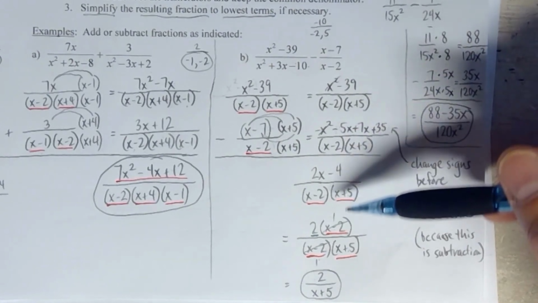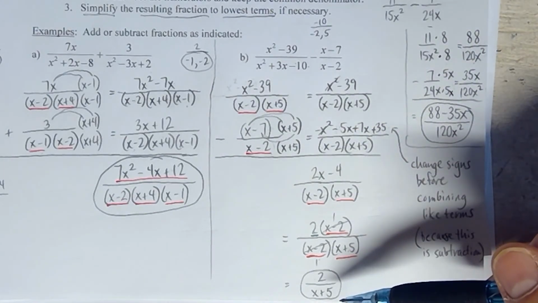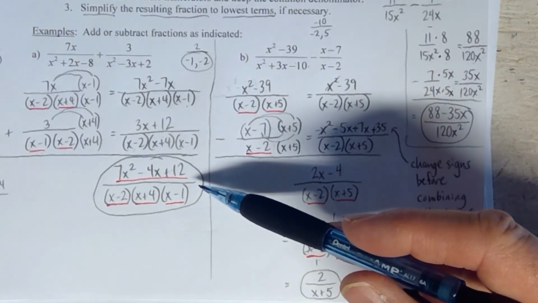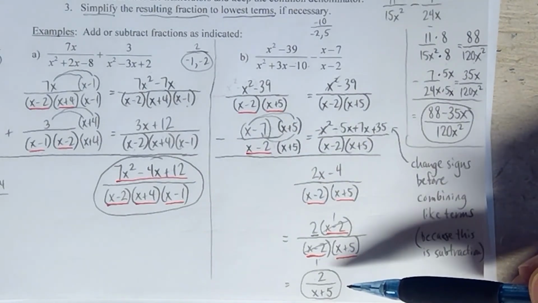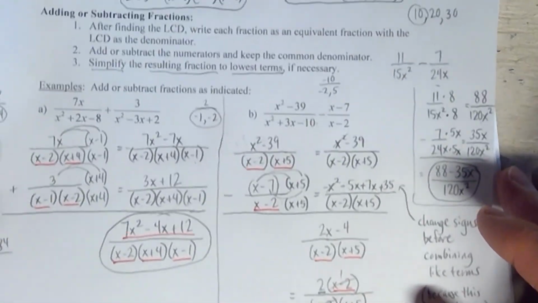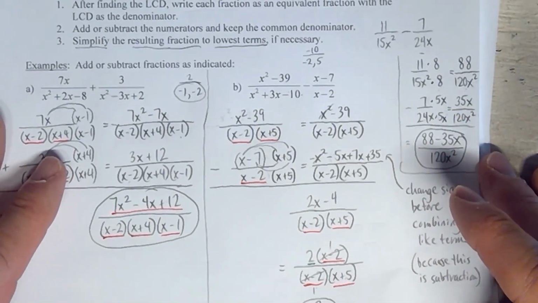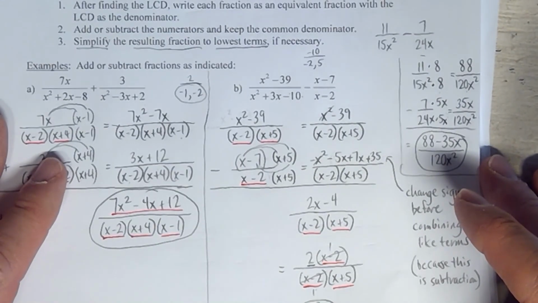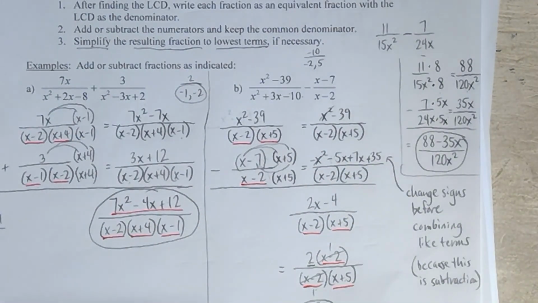Then at the end, try to put it in lowest terms. Okay, if it doesn't go into lower terms, that's fine. Leave it the way it is. If it does, then you got to do that. Okay. So that is adding and subtracting fractions. Okay, and that concludes our video, not only on adding and subtracting fractions, but also on how to find the least common denominator.